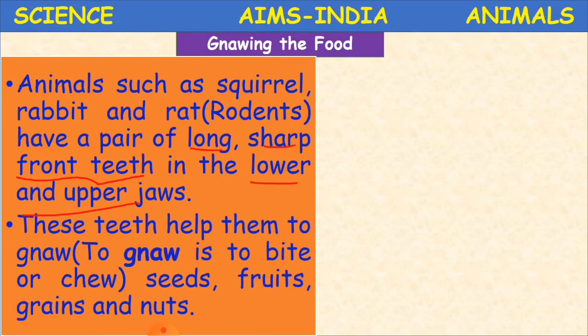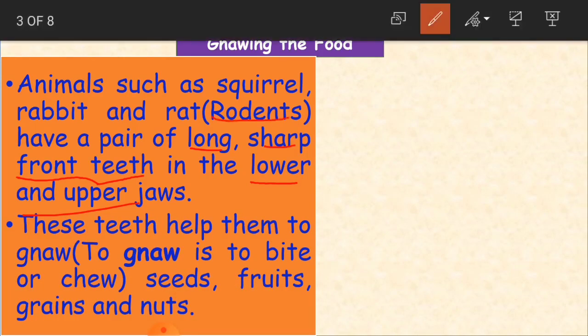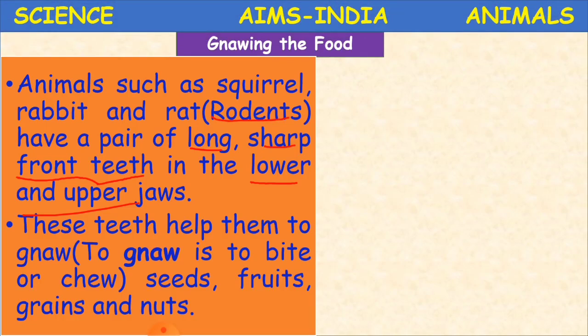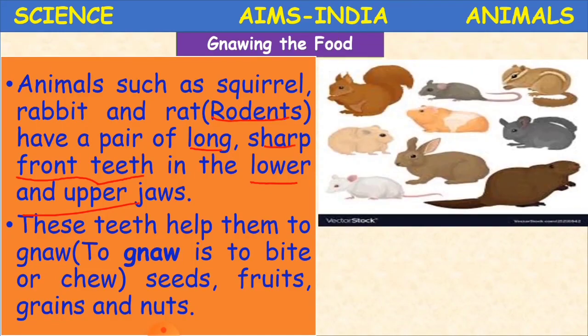We call these teeth rodents actually. So rodents here, this one. Rodents is nothing but a single pair of growing teeth, the front teeth in the upper and lower jaws. Okay, this is called rodents. Okay, children. So how are they?